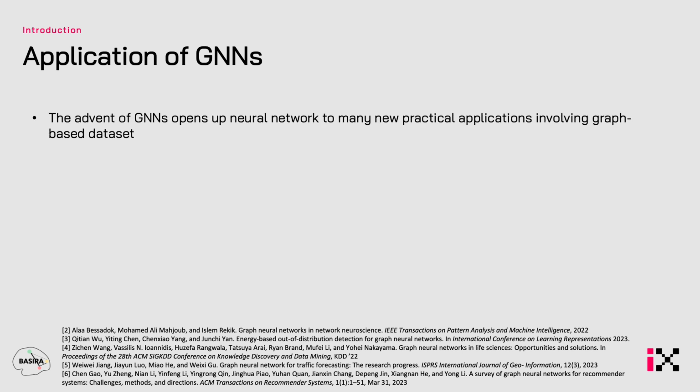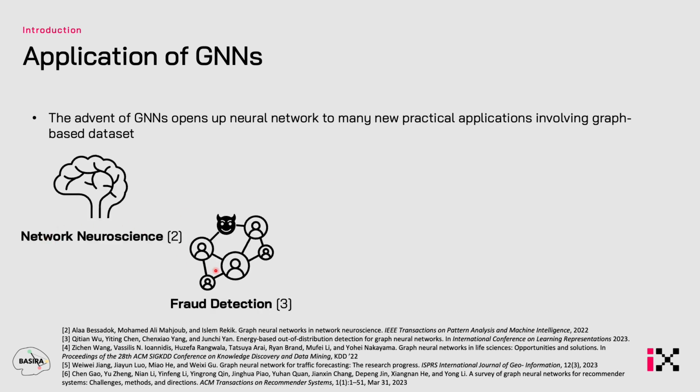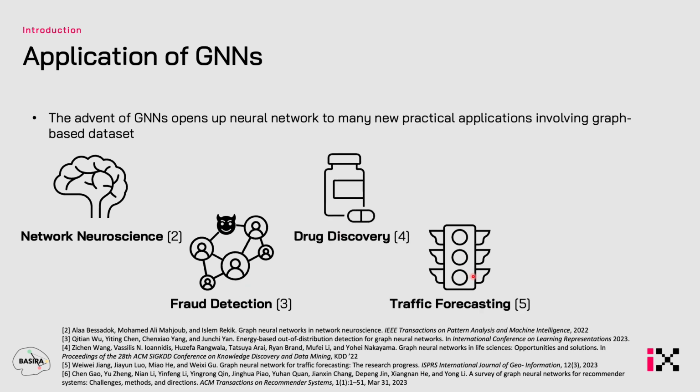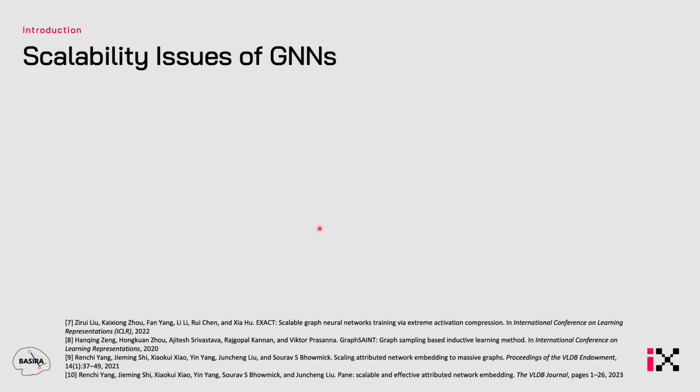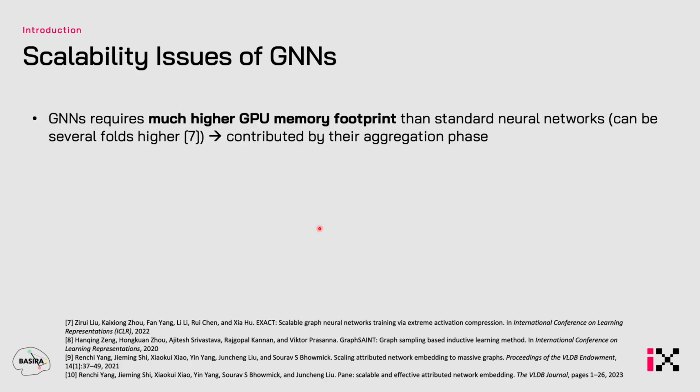With the advent of GNNs, neural networks are much more accessible and are used in many new practical applications involving graph datasets, such as network neuroscience, fraud detection, drug discovery, traffic forecasting, and retail recommendation. However, GNNs come with scalability issues.